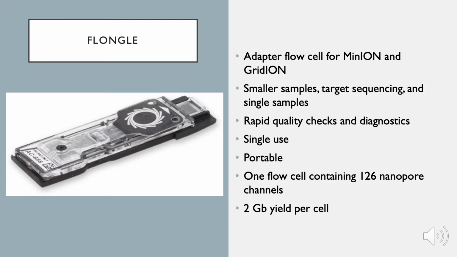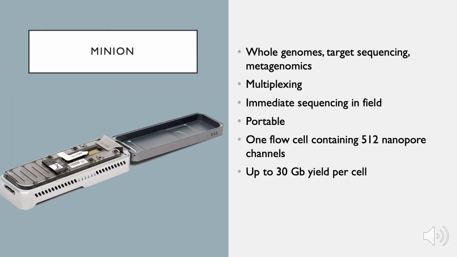The Flongle, released earlier this year, is an adapter flow cell for use with the MinION and GridION devices. In place of the flow cells that are provided with these devices, Flongle is ideal when sequencing smaller samples, target sequences, single samples, or when MinION gives too much yield. Flongle can also be used to perform rapid quality checks before running larger experiments, as well as for diagnostic purposes. The Flongle is portable when used with MinION, allowing for fast in-field sequencing. Each Flongle contains one flow cell that can provide a total yield of 2 gigabases of data.